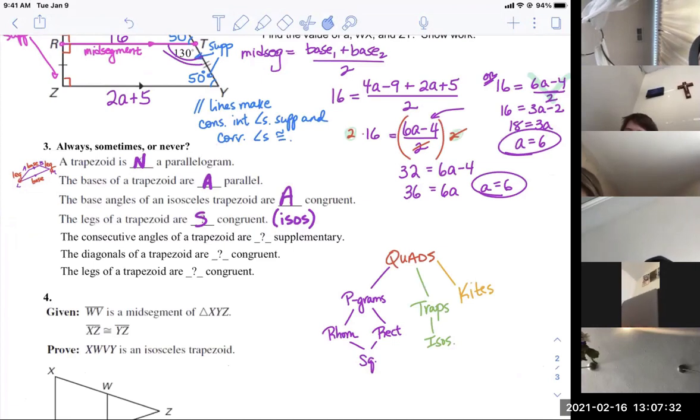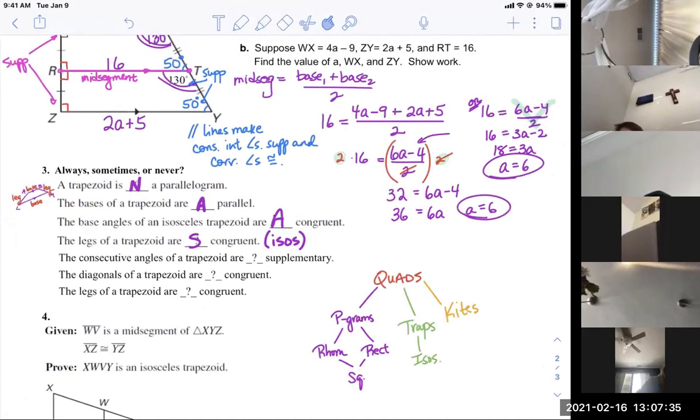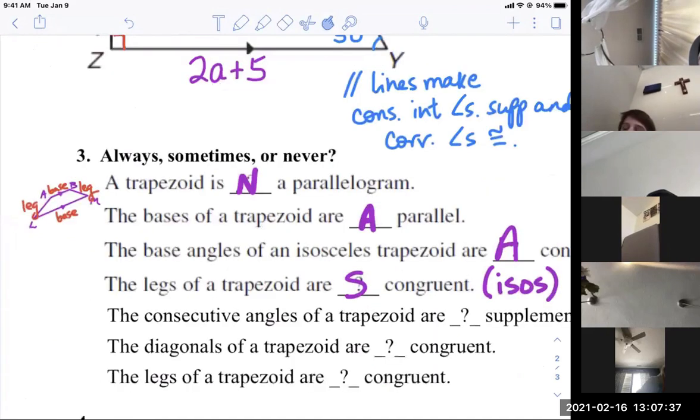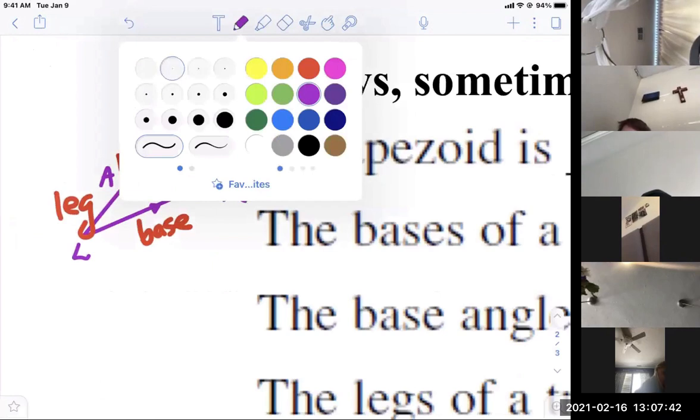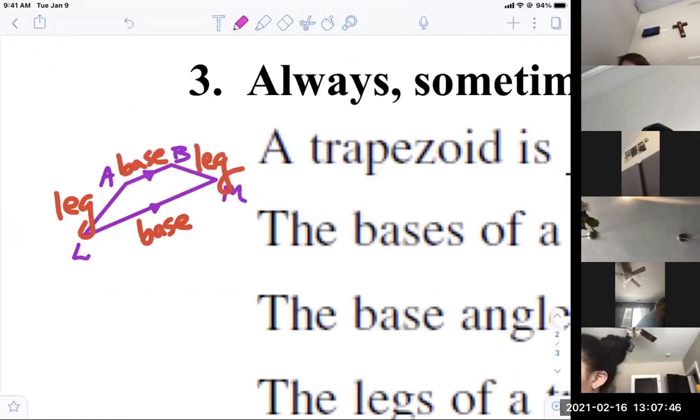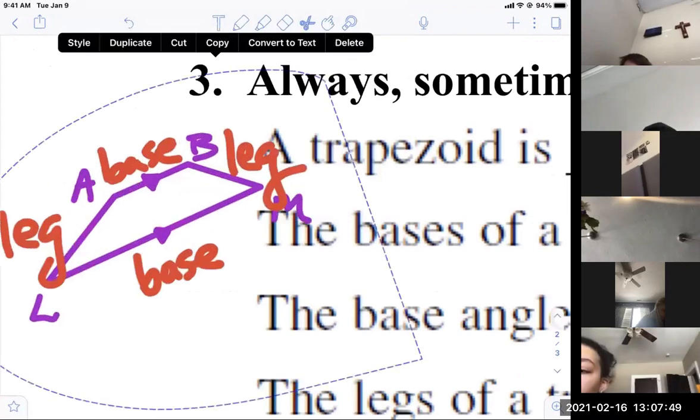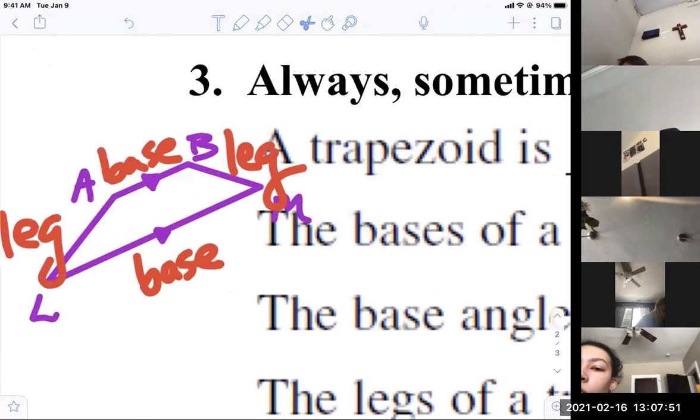Consecutive angles of a trapezoid are always, sometimes, or never supplementary. Let me put some numbers in this little trapezoid. Wouldn't it be sometimes? Okay, why? Because the sides have to equal 180, but the two bottom angles sometimes aren't supplementary.